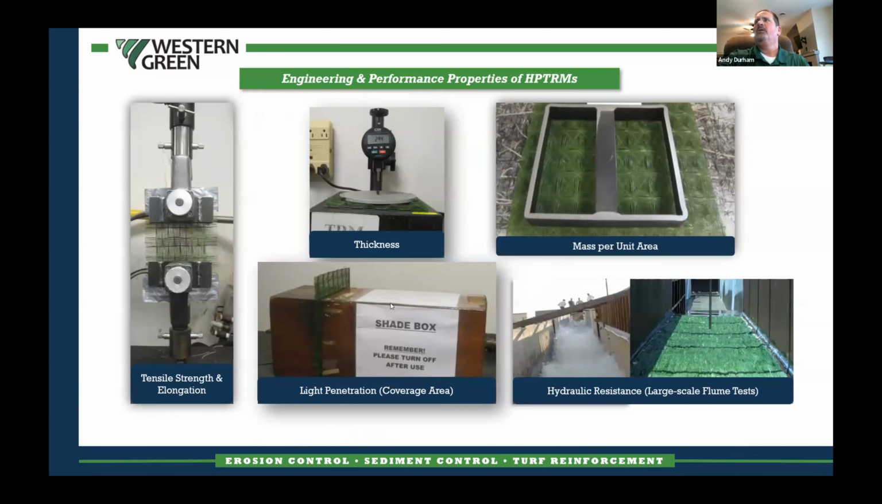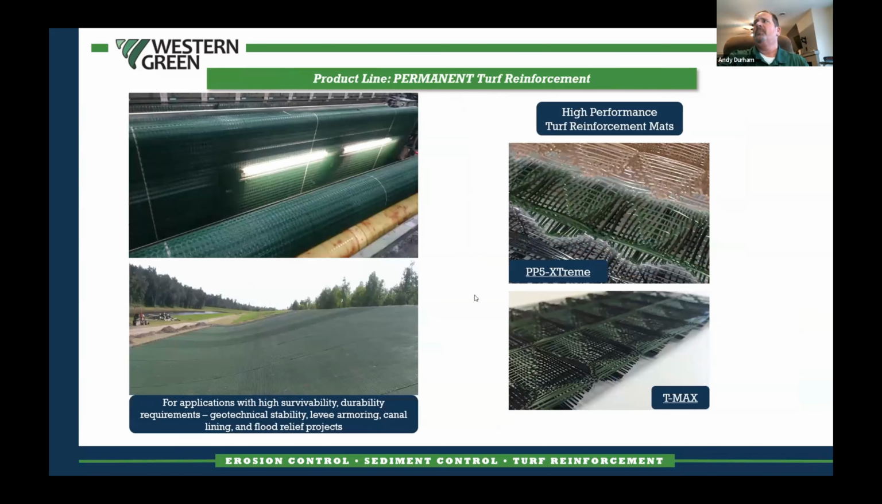We treat high performance turf reinforcement mats like geosynthetics because they are geosynthetics. And so we'll do all kinds of engineering testing, including thickness, mass per unit area, tensile strength and elongation, and all the hydraulic resistance. And Tim mentioned some about the hydraulic flume testing or large scale flume testing that we do with these products as well. We make two different types of turf reinforcement mats. One is called a PP5 Extreme. The other is called PMAX. There's some subtle nuances between the two products, but they both are considered high performance turf reinforcement mats with a high strength and high longevity survivability.